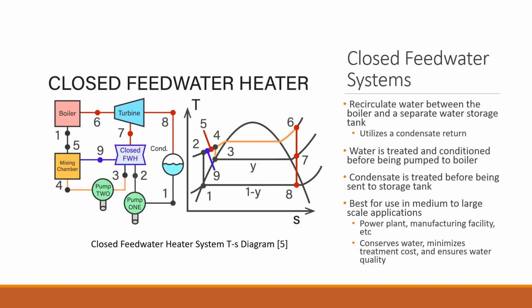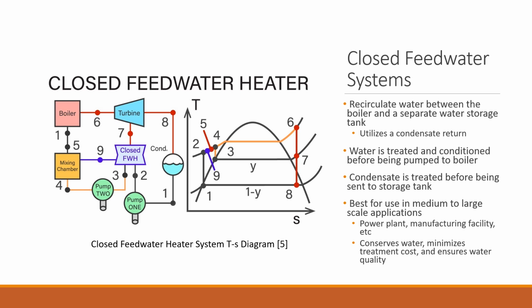Unlike an open feedwater system, closed feedwater systems recirculate water between the boiler and a separate water storage tank using a condensate return. The water is treated and conditioned before being pumped to the boiler, and again as the condensate is treated before being sent to the storage tank to be recirculated through the system. This is best for use in medium to large scale applications like a power plant or manufacturing facility because it conserves water and minimizes treatment costs while also ensuring water quality.